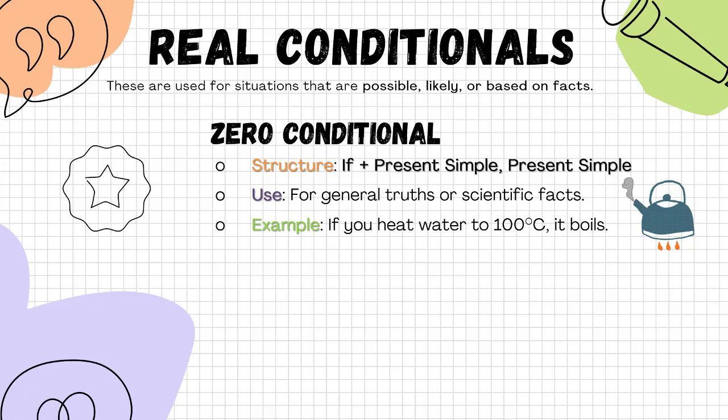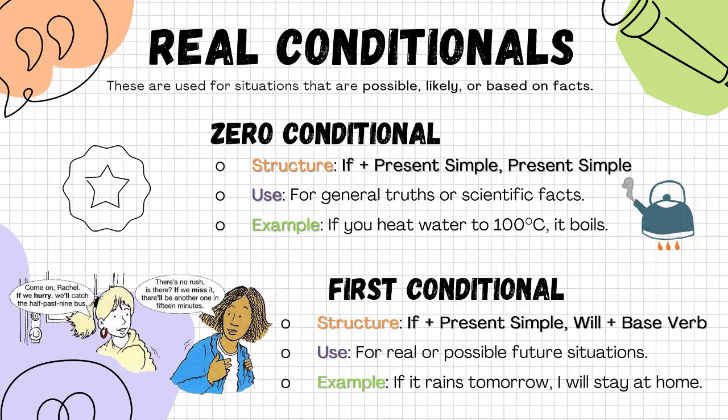Next, we have the first conditional, which is used for real or possible future situations. For example, if it rains tomorrow, I will stay at home. Here, the condition is in the present simple, and the result uses will plus base verb. This structure helps us talk about things that might actually happen.